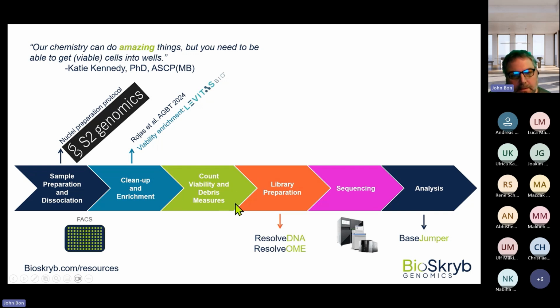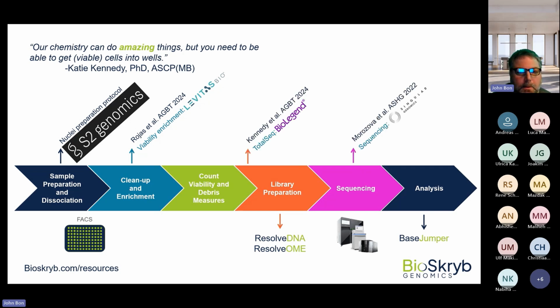Then you can employ the Resolve DNA and ResolveOME technology: whole genome amplification, and with ResolveOME, whole genome amplification married with full-length transcriptome, then sequencing and analysis. Using BaseJumper, or you could use your own common methods for analysis as well. Another thing we can do on the ResolveOME side is wash the cells with BioLegend TotalSeq-A antibodies or custom antibodies, and that data for the cell surface proteins would come off in the RNA arm of ResolveOME.